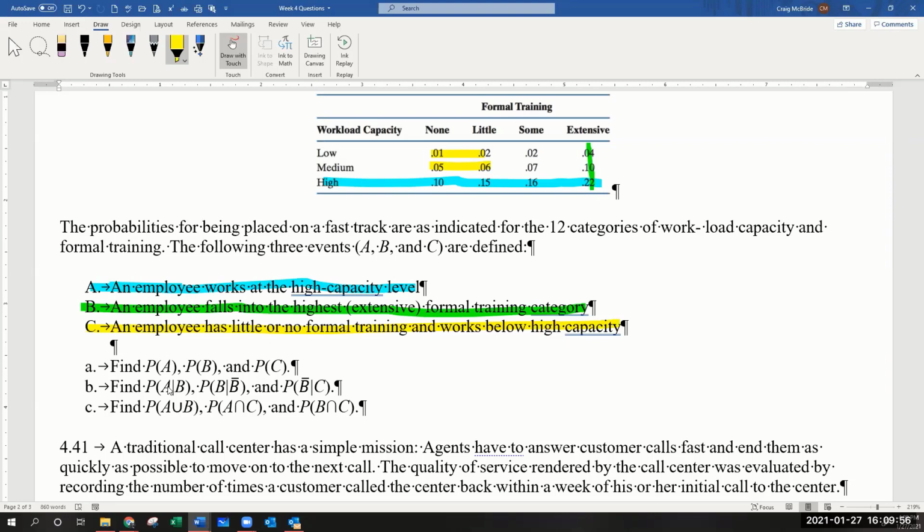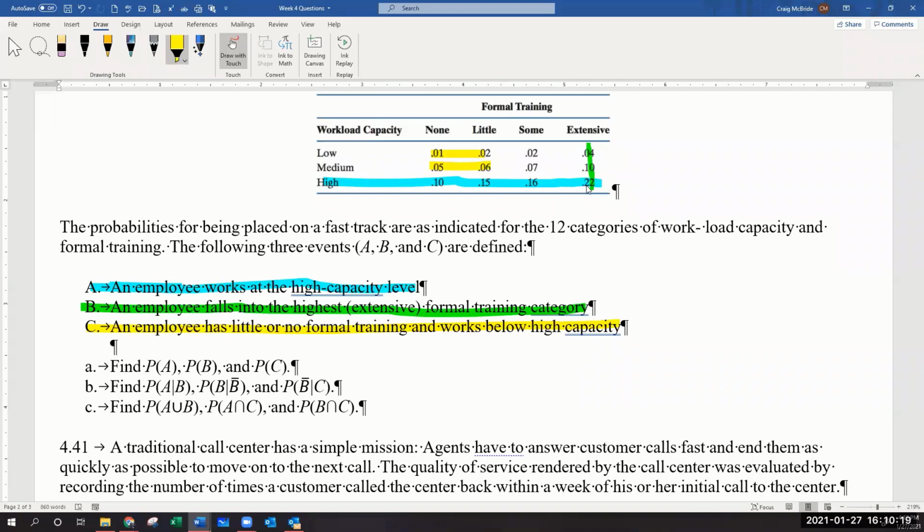Let's just look at it without worrying about formulas. A given B means we're living in a B world, so we only have the green stuff to work from. This becomes our new total. We're only working in this, and out of this, what's the probability that they're also in A?